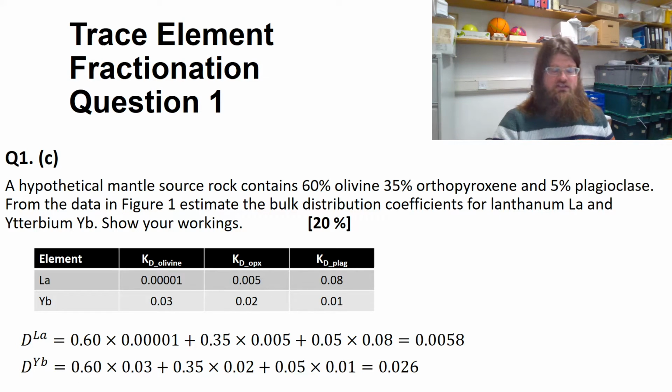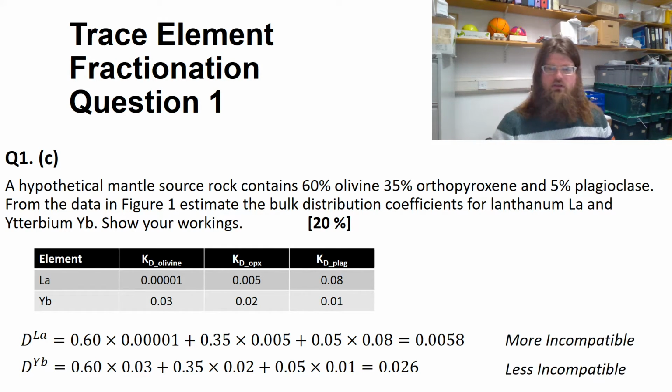It would have been worth making a note, though it wasn't explicitly asked for here, that both of these elements have bulk distribution coefficients that are less than 1. So these are both incompatible elements, and lanthanum is more incompatible than ytterbium. Okay, so this will feed into the next part of the question.